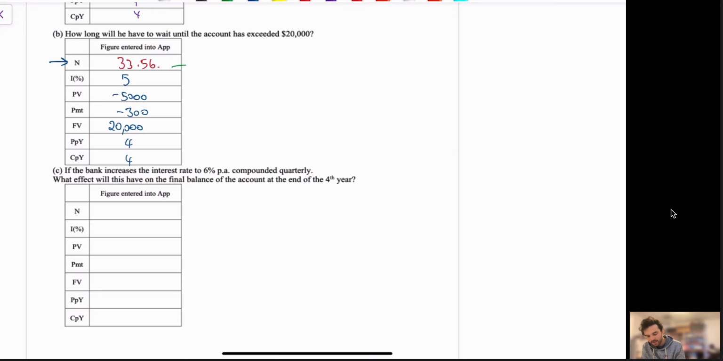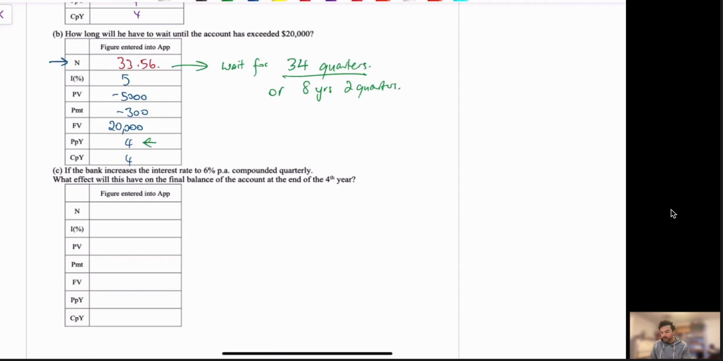Now to answer this, we can't say 33.56. We simply say he has to wait for 34, and then what was our payments? It's in quarters. Okay. Now you could express it as something else. You could say how many quarters that'll be. So 8 years and 2 quarters if you want, just to practice converting.